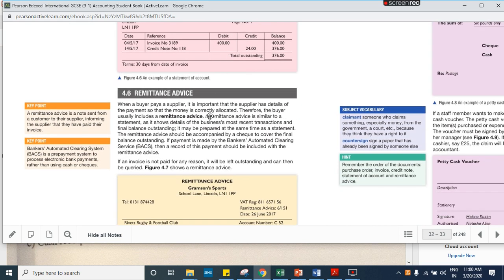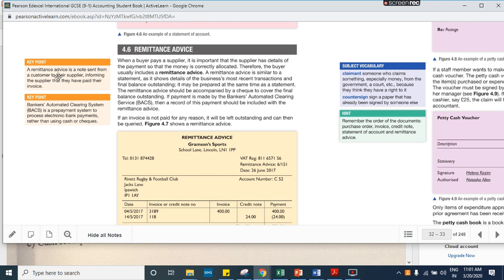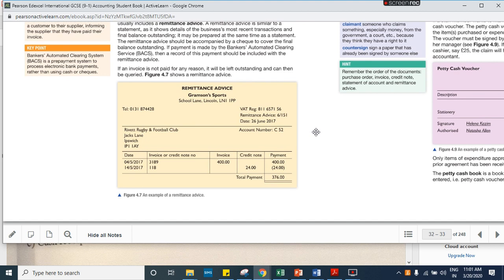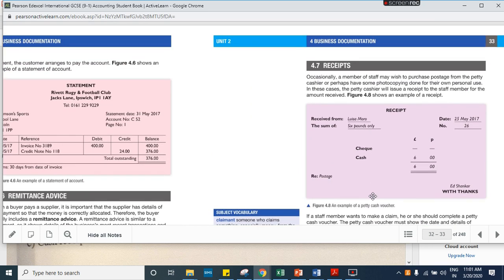Moving to the next is the remittance advice. A remittance advice is a note sent from a customer to their supplier, informing the supplier that they have paid their invoice. And this is the format of a remittance advice. Receipt. Occasionally, a member of staff may wish to purchase postage from the petty cashier, or perhaps have some photocopying done for their own personal use. In these cases, the petty cashier will issue a receipt to the staff member for the amount received. So this is how the format of a receipt looks like.